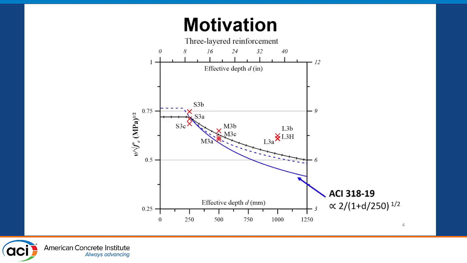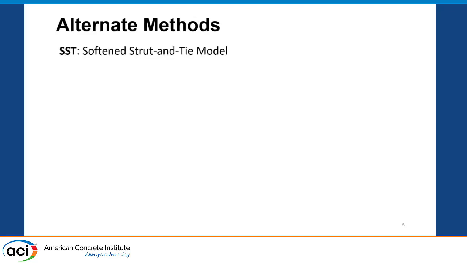And what we have here is the ACI 318-19 approach, which is proportional to 2 over the square root of a ratio dealing with the effective depth. This dashed blue line here is the JSEE approach, which is proportional to the cube root of the ratio of 1 over effective depth. And then here, I'm not going to talk about it, but in the paper written by Srinivas, he proposes an alternative that is closer to what we actually observed. But again, not the subject today.